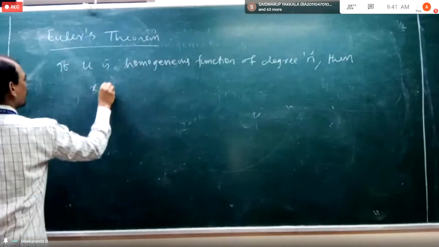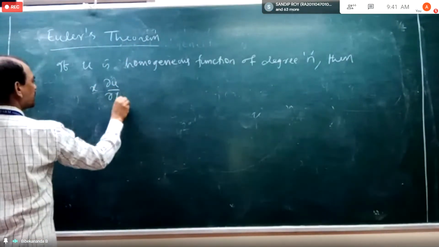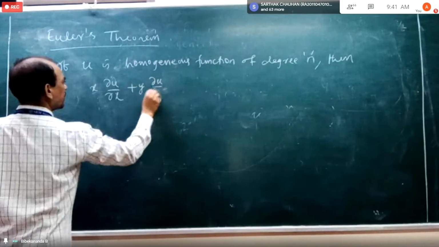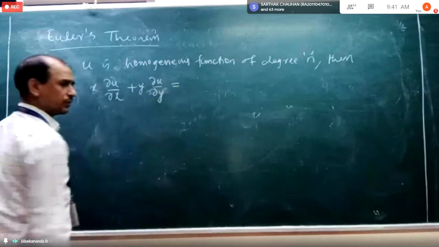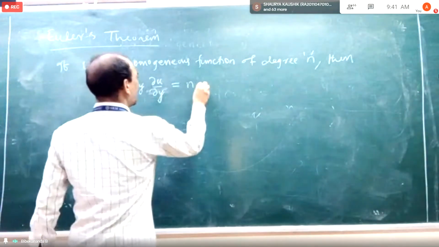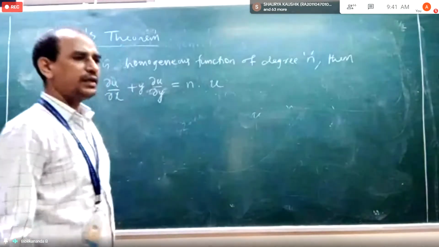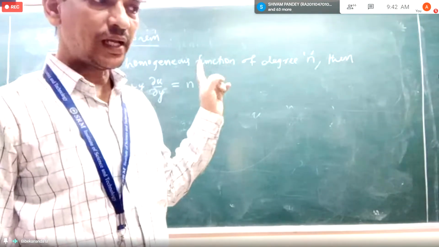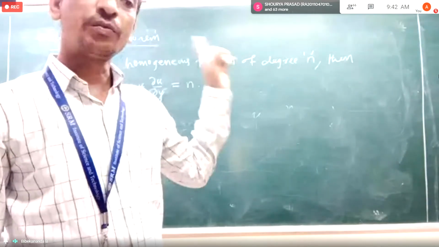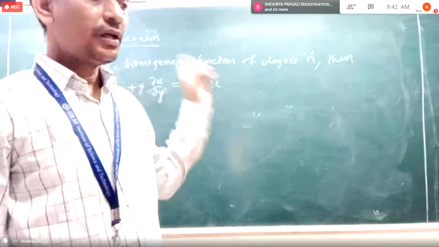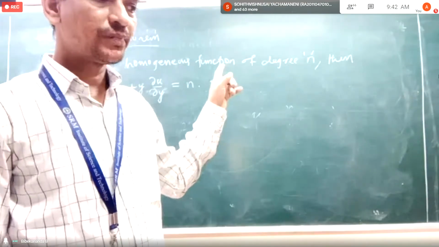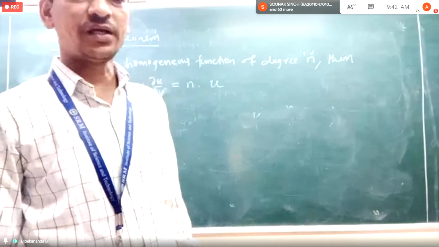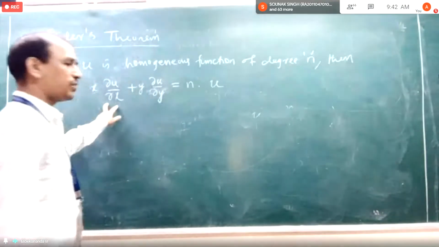x dou u by dou x plus y dou u by dou y is equal to n into u. What is your n here? Degree of the function. And what is u? The homogeneous function, the function itself.